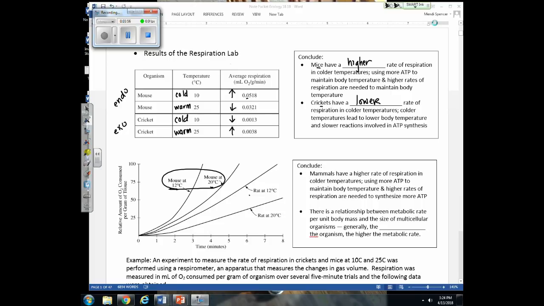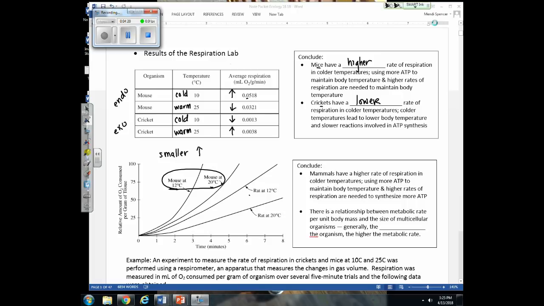Since the mice are smaller, they're going to have a higher metabolic rate and a higher respiration rate. They have to bring in more food per gram of tissue than the rat because the rat is bigger. If you think about it, on a cold night, what type of organism is more likely to freeze to death? A mouse versus an elephant?